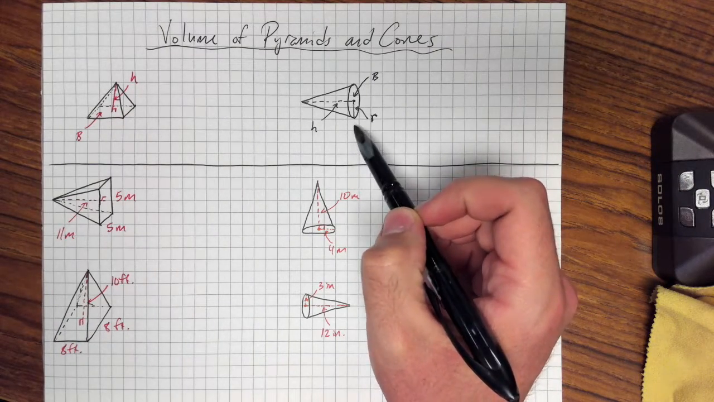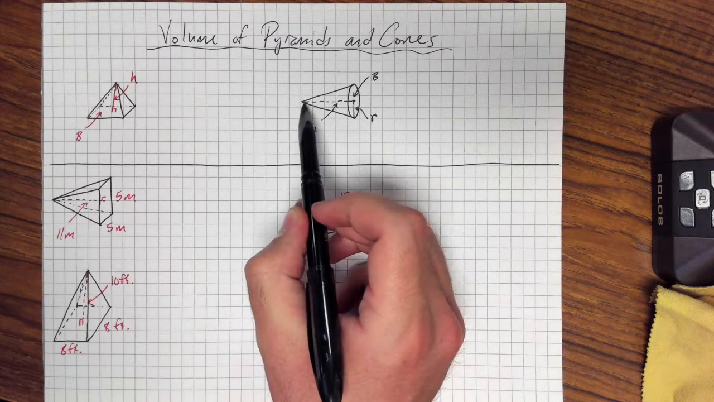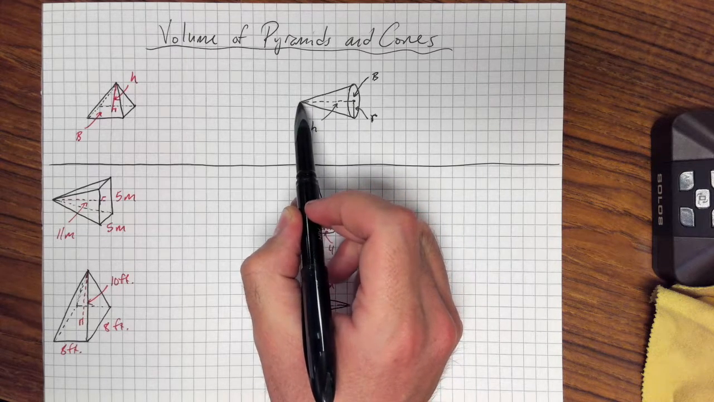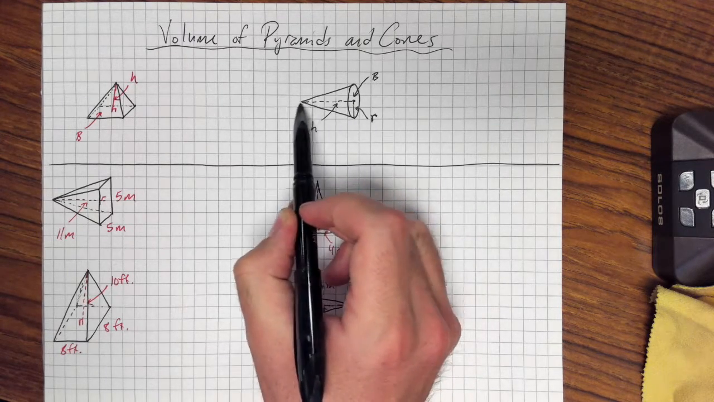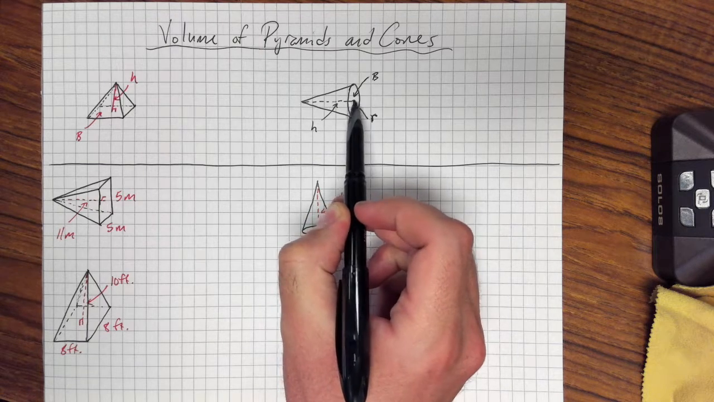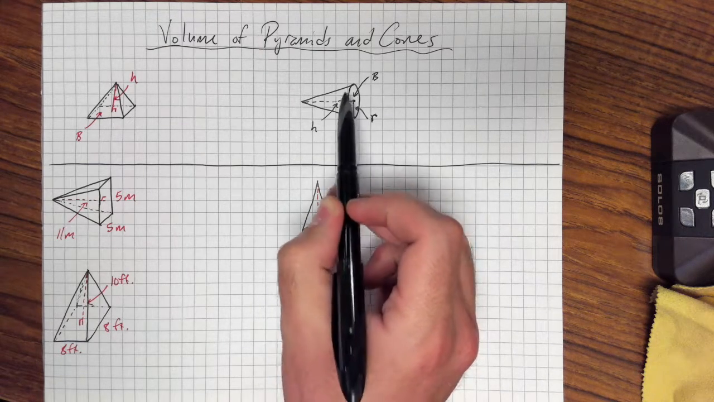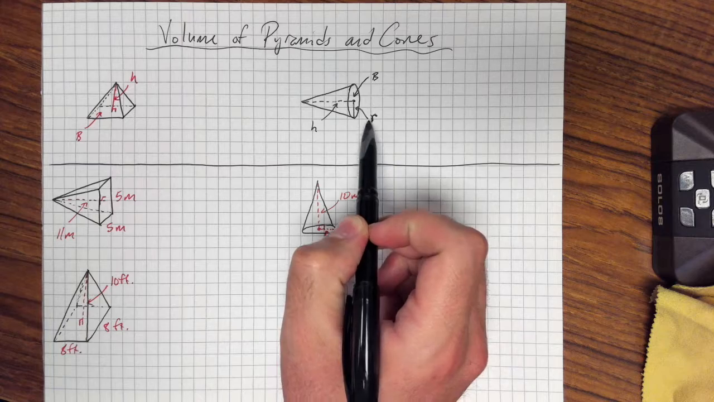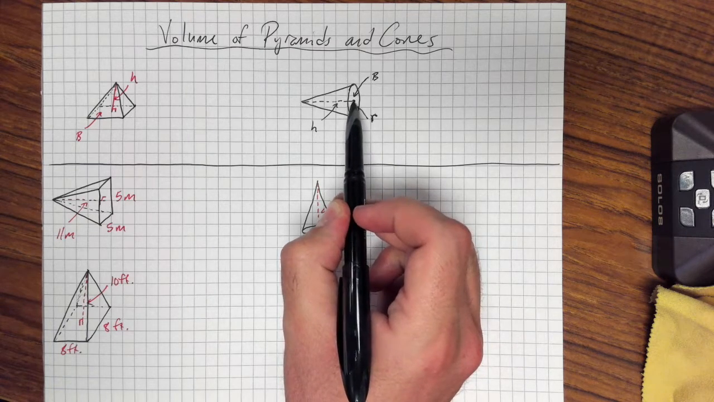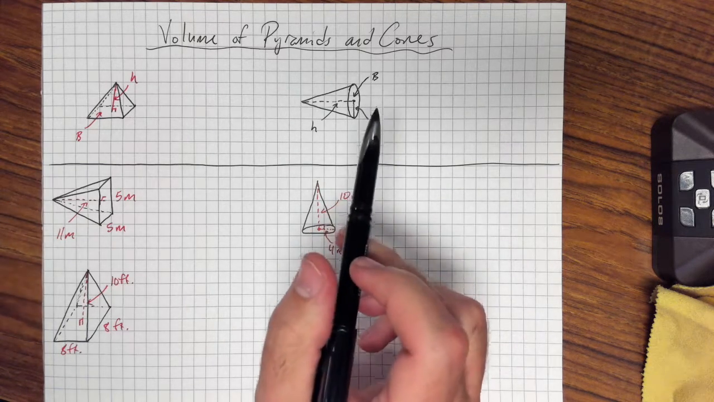Over here, a cone, the height of the cone, again, imagine sticking a straw down the center of the cone. That's the height of the cone. And then the area of the base is a circle, so that would be pi r squared. And then radius is from the center of the circle over to the edge of the circle.